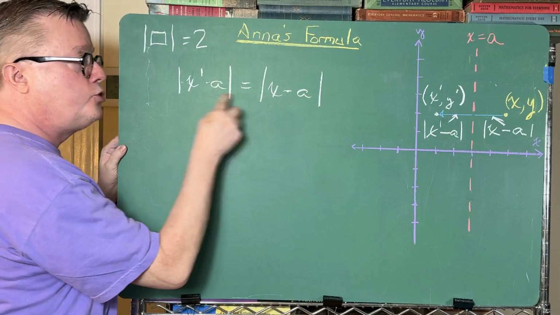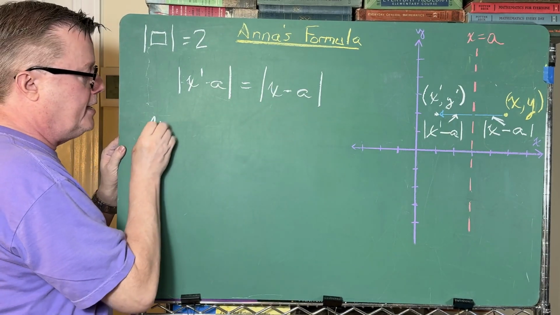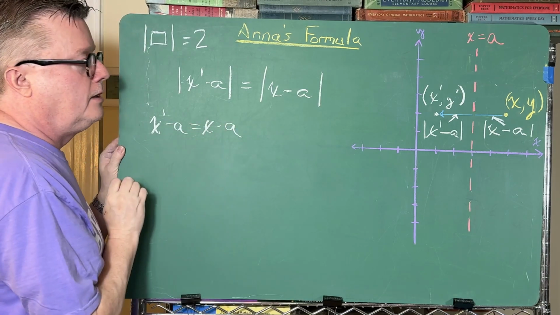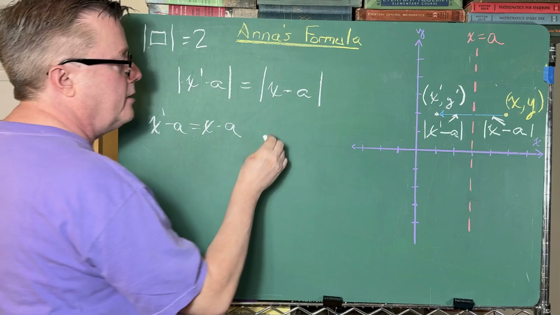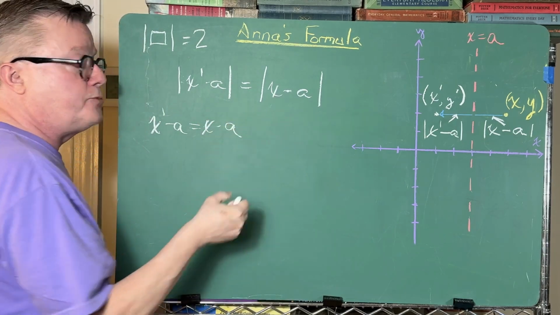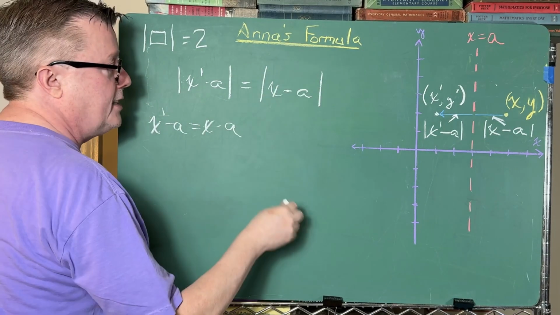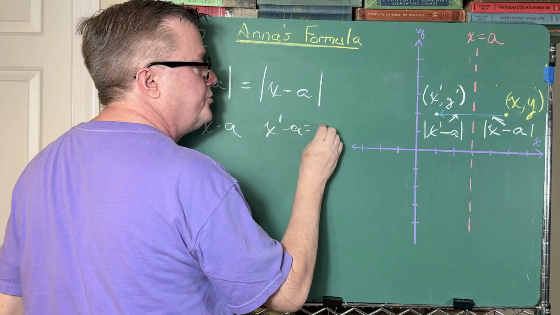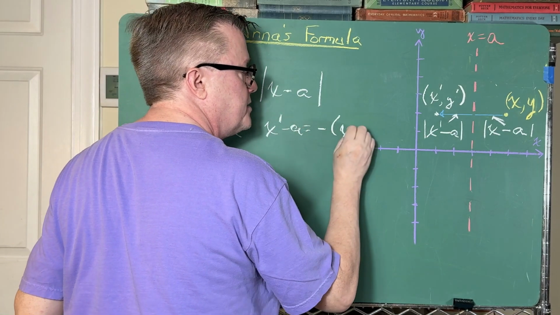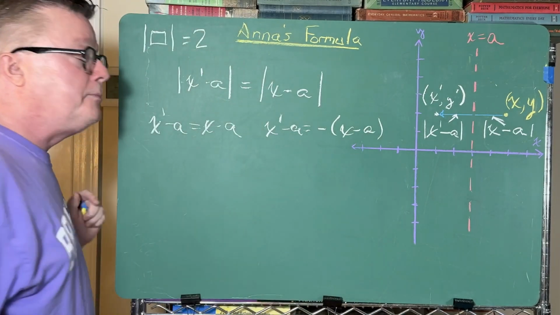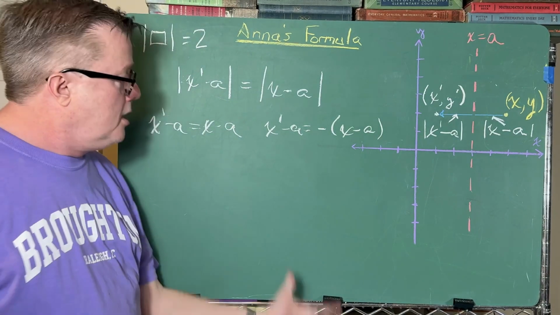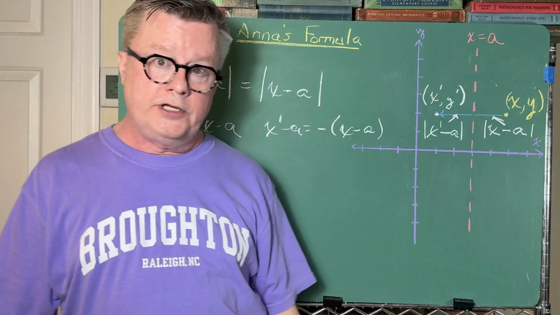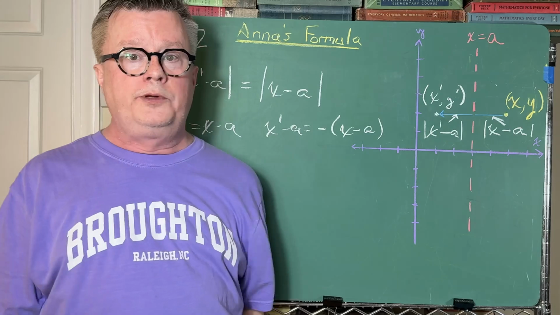One where the two things inside agree, x prime minus a equals x minus a. And I also need to take into account when they have opposite signs, because the absolute value strips those signs away. I need to say x prime minus a is equal to the opposite of x minus a. And I'm going to solve these two equations to see if I can get a formula for the x coordinate of this transformation. That's what Anna's formula wants to be.